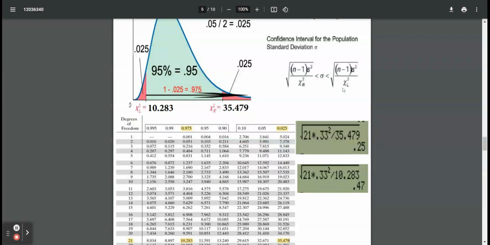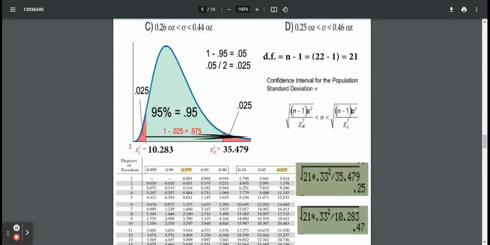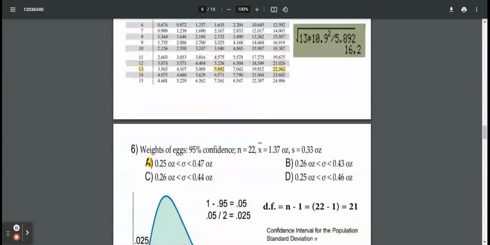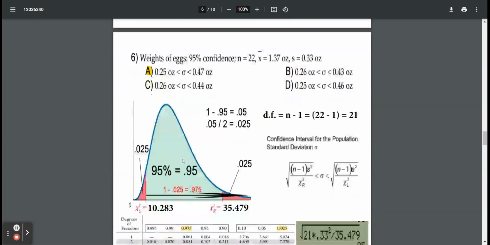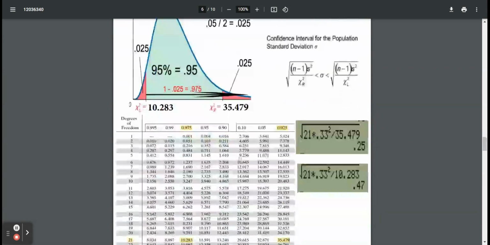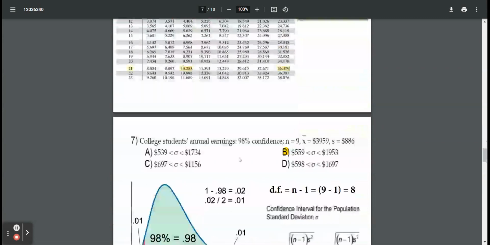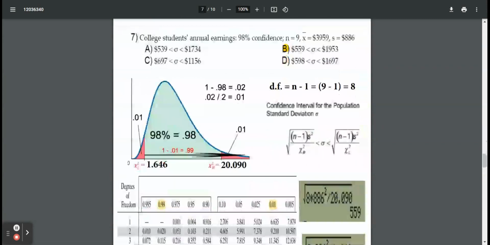So the upper limit here would be n minus 1, which is 21 degrees of freedom. There's my s squared, like the formula calls for. Chi-squared left is 10.283. And the calculator very nicely returns 0.47, so I know it's letter A versus being letter B. These will always be spot on, there'll be no discrepancy, which is kind of nice.